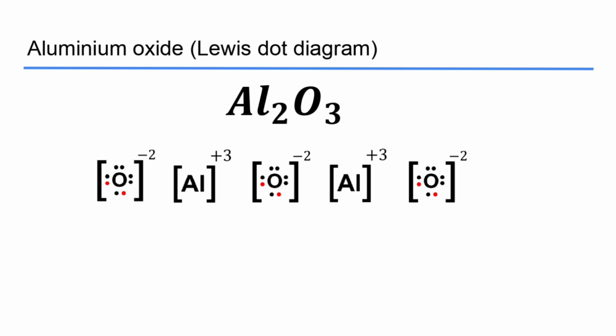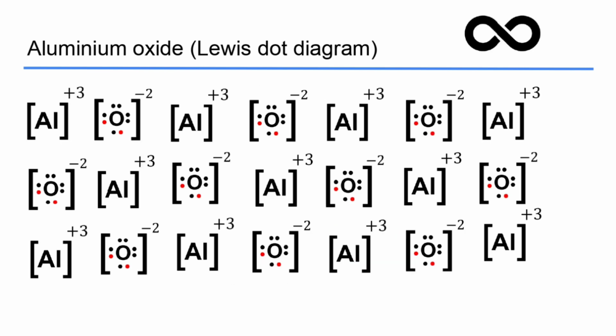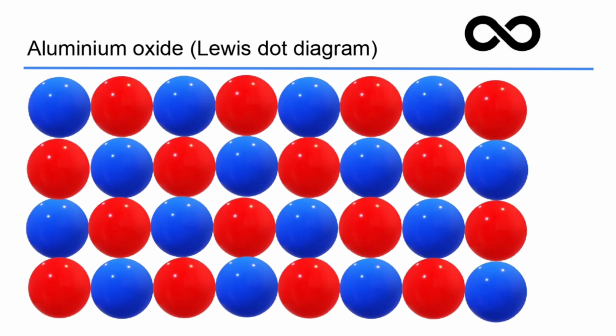In a 3D model, it will look like this, where blue touches red and red touches blue. In reality, an ionic compound has a crystalline structure. That means aluminium oxides are continuously repeating, as you can see in this diagram. In a 3-dimensional structure, basically negative ions and positive ions are continuously alternating horizontally and vertically.